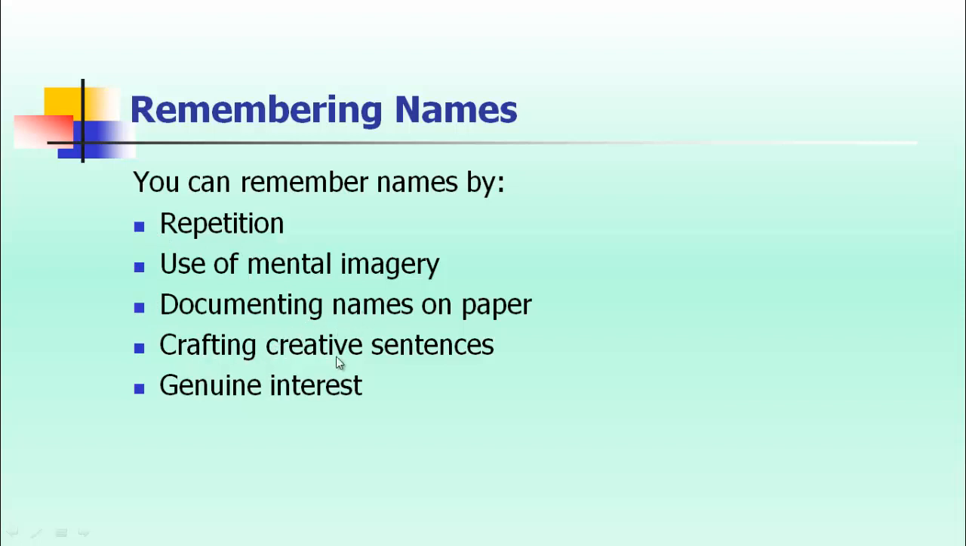Okay, so third is documenting names on a paper. Then fourth is crafting creative sentences. Sometimes you can put some kind of a verb against that particular person. Say, if the name is Anis, then you say aggressive Anis, and that way you can remember quite well. Then the other way is showing genuine interest. When you start showing genuine interest in the name of the person, you start discussing the meaning of that particular name, and that way also you can remember that person's name very well.